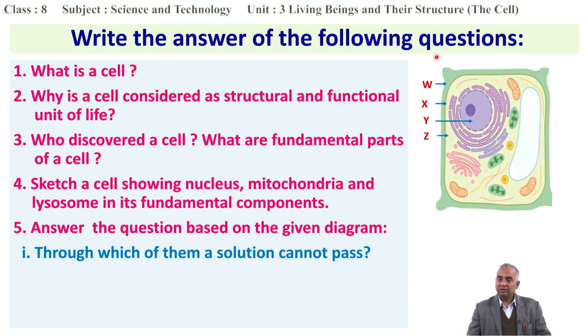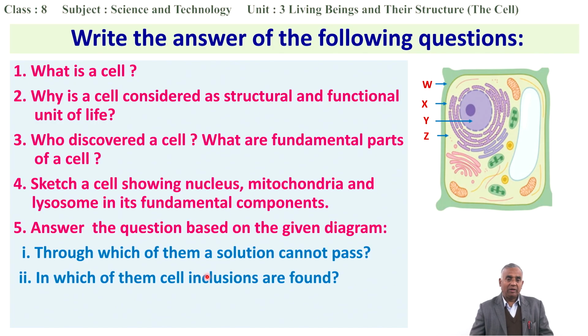There are 2 layers, that is W and X. W is the cell wall, X is the cell membrane. And the cell membrane is semi-permeable. The whole solution cannot pass through it. Only one component, that is smaller in size, can enter through it. Yes, so that is X.